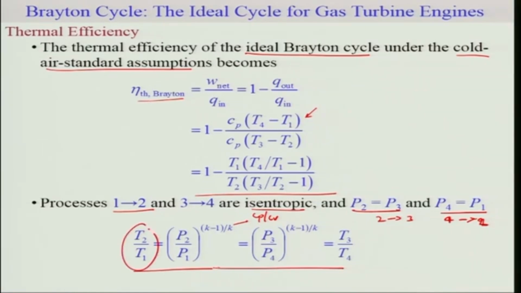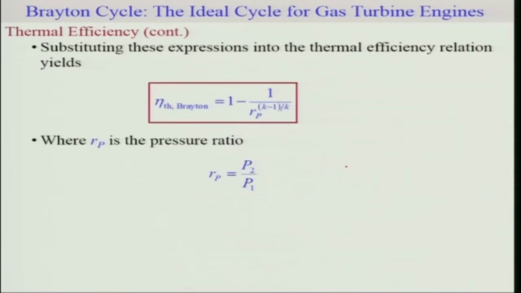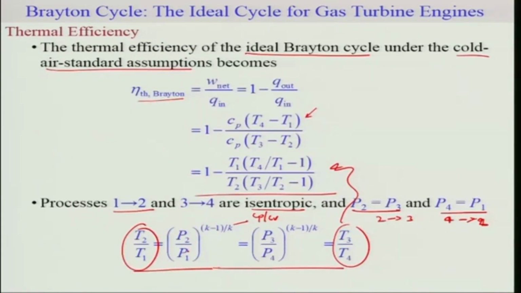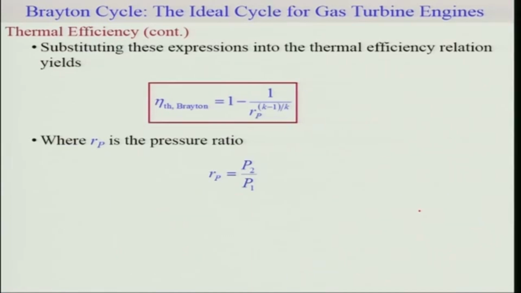Now this particular expression can be replaced in this efficiency in order to obtain the expression in terms of ratios of the P's. So what we have done here is that T1 by T2 is replaced by the ratio, and T3 by T4 is also replaced by the ratio in terms of the pressures. Considering that the ratio P2 by P3 is the same as P4 by P1, we can easily express this in terms of ratios of the pressures.